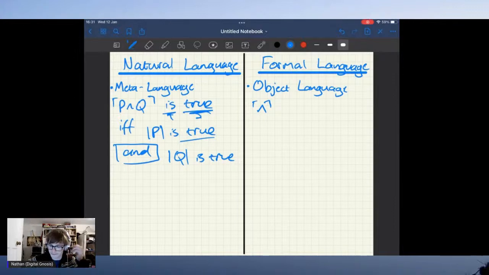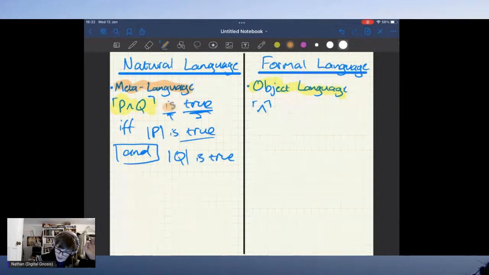So our object language then is going to be the formal language that we're stipulating, and our object language is the language we're talking about. So this thing is in the object language, and then we talk about that in the meta language here, right?